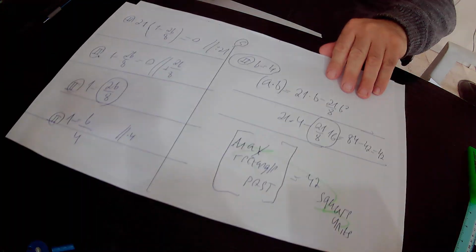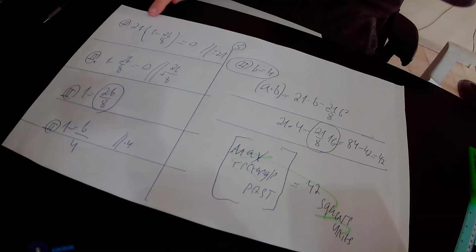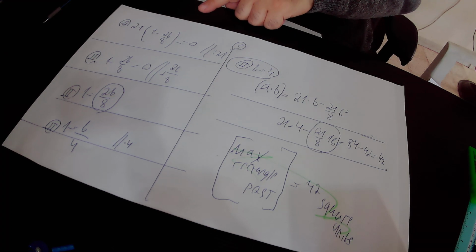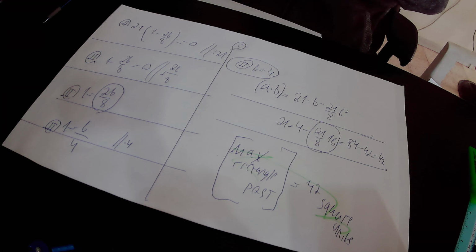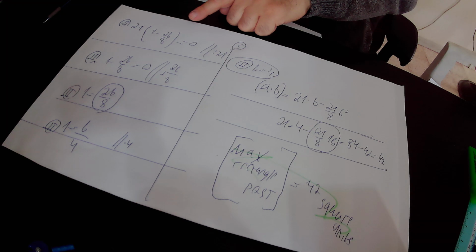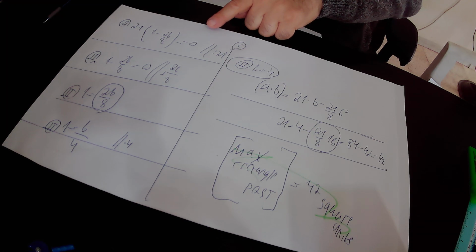So what is left from 21 after we took away 21 as a common factor? What is left is 1. And what is left from minus 21b squared over 8 after we took from it 21 as a common factor? What is left from minus 21 times 2b over 8 after we took from it 21 as a common factor? It's actually minus 2b over 8, and it equals 0.